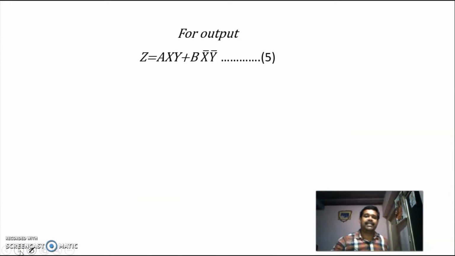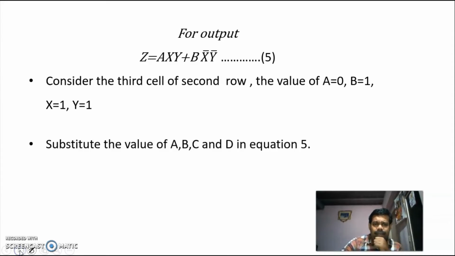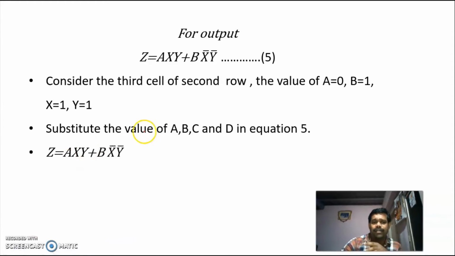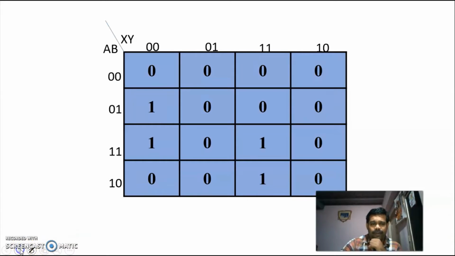Then next we have to take it for output. The output expression is Z is equal to AXY plus BX bar Y bar. Here also you are having 4 variables. You have to take the next state map. From the next state map, we are taking the third cell of second row and substituting, and we are getting it as 0. That is the third cell of second row. We are getting 0. This is the next state map for output.